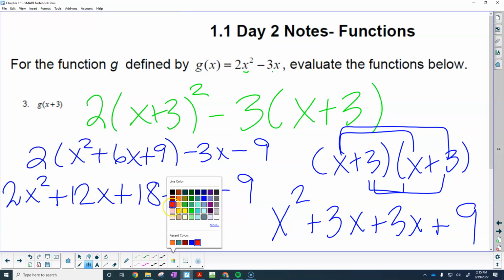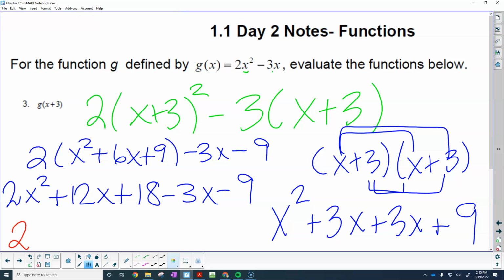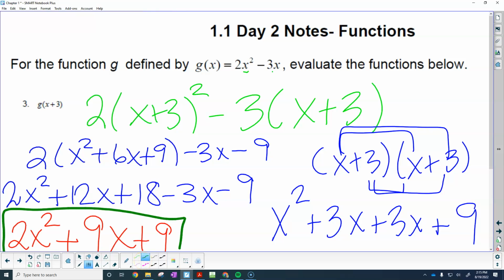So when we combine like terms, guys, remember whatever has the highest degree has to go first. It's already first, so we don't have to rearrange it. We're just going to copy the 2x squared. And then your 12x and your negative 3x is going to be a positive 9x. And then go ahead and combine your constants. So that's just a positive 9 also. So that's going to be the output when your input is x plus 3.